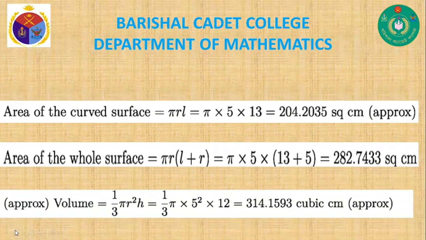Now, finally, we have to find the value of the volume. What is the volume of a right circular cone? Yes, boys, you know that it is 1/3 pi r square h. So, putting the value of r and the value of h, we get 1/3 pi into 5 square into 12, that is 314.1593 cubic centimeters. So guys, we have already defined the curved surface area, the area of the whole surface, the volume, and the slant height.